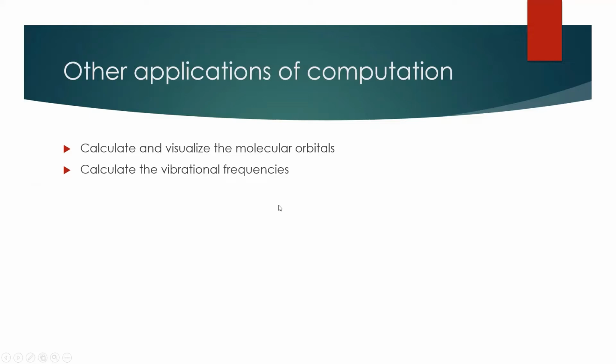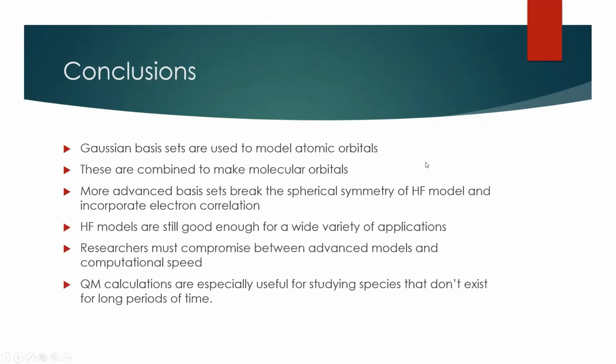There are other applications for computation that we've seen already in class that I'll mention briefly here. Quantum mechanical calculations allow us to actually visualize molecular orbitals in a way that we can't really do experimentally, as well as the vibrational frequencies. So using Gaussian, we can get a nice view of what the vibrational frequencies for a certain model are, or the molecular orbitals for a certain molecule are. And these are really nice things that we can do easily with computation. So I'll conclude the lecture here.